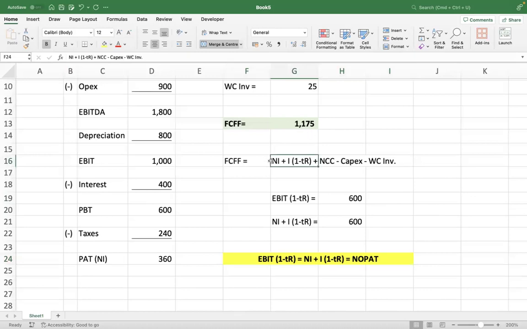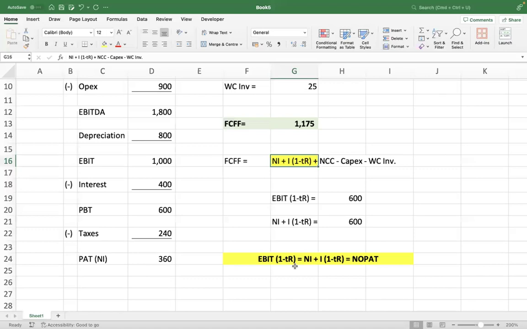And the first two terms, NI plus I into 1 minus TR, this is the one that I was talking about for NOPAT. So essentially free cash flow is nothing but NOPAT, add back the depreciation, which is the non-cash charge, reduce the capex and the working capital investment, because that causes a cash drain on the organization. So that you arrive at FCFF, free cash flow to the firm.